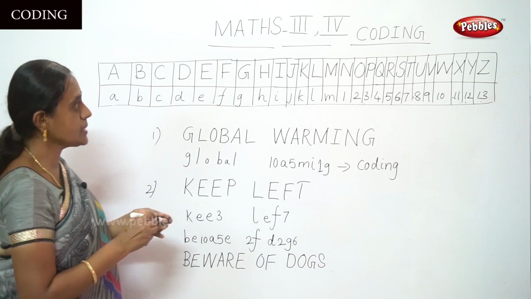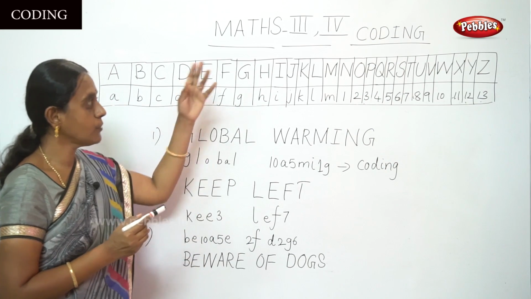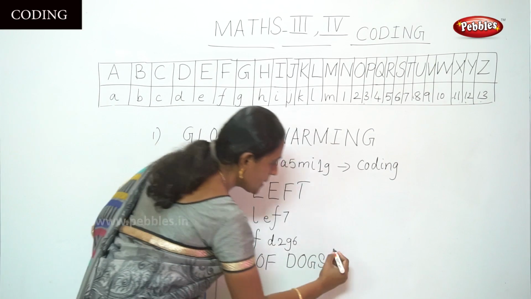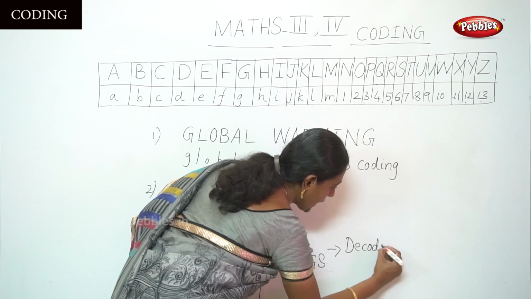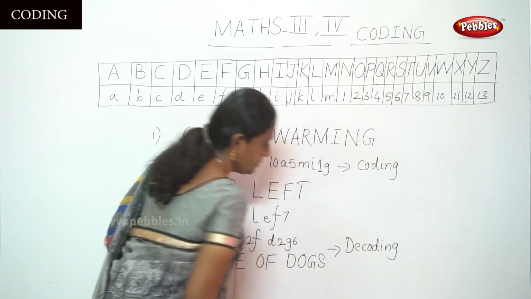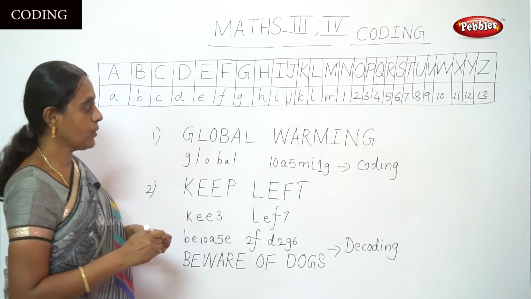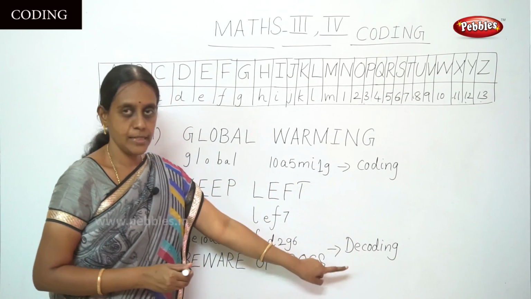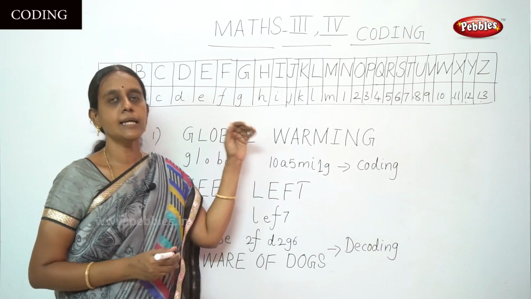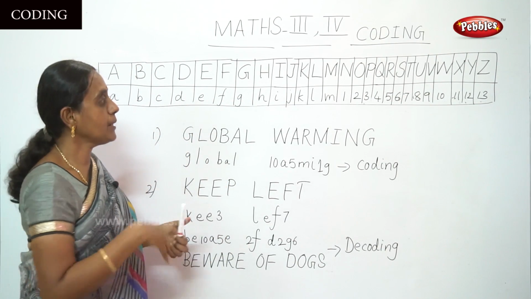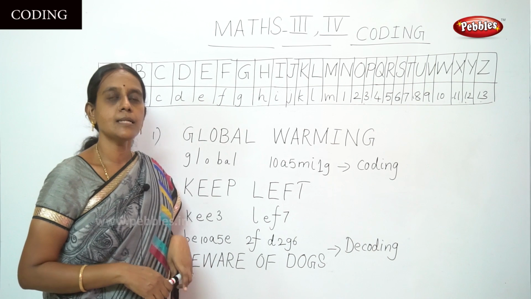So this is an example of coding, and this one is called decoding, to find out the answer from the coding number. So this is called coding and decoding by simply using alphabets and numbers. Let me move on to the next topic, that is tessellation.